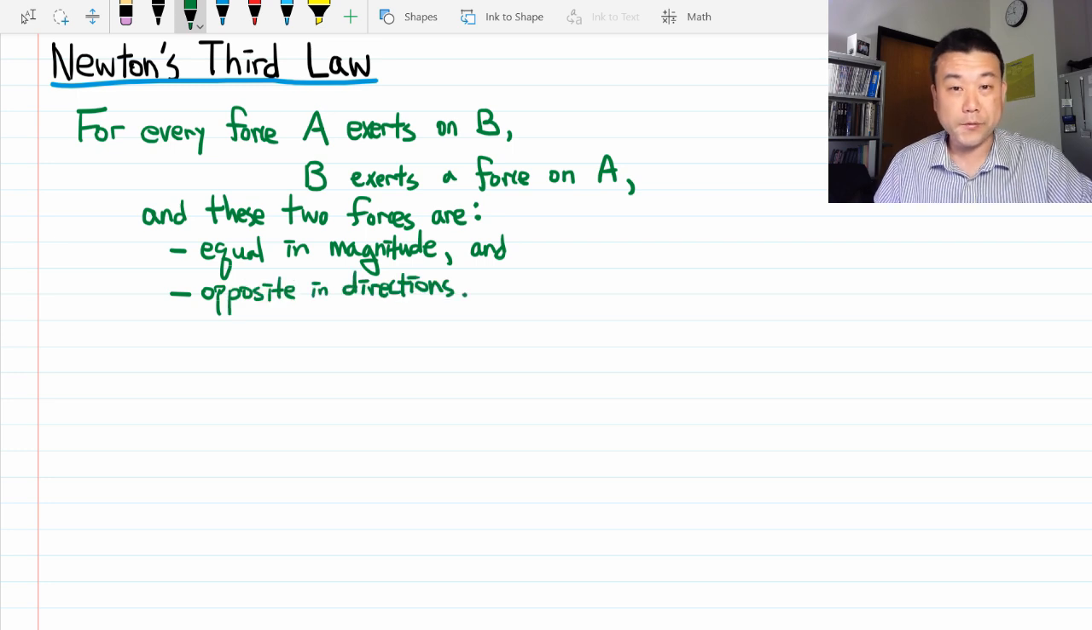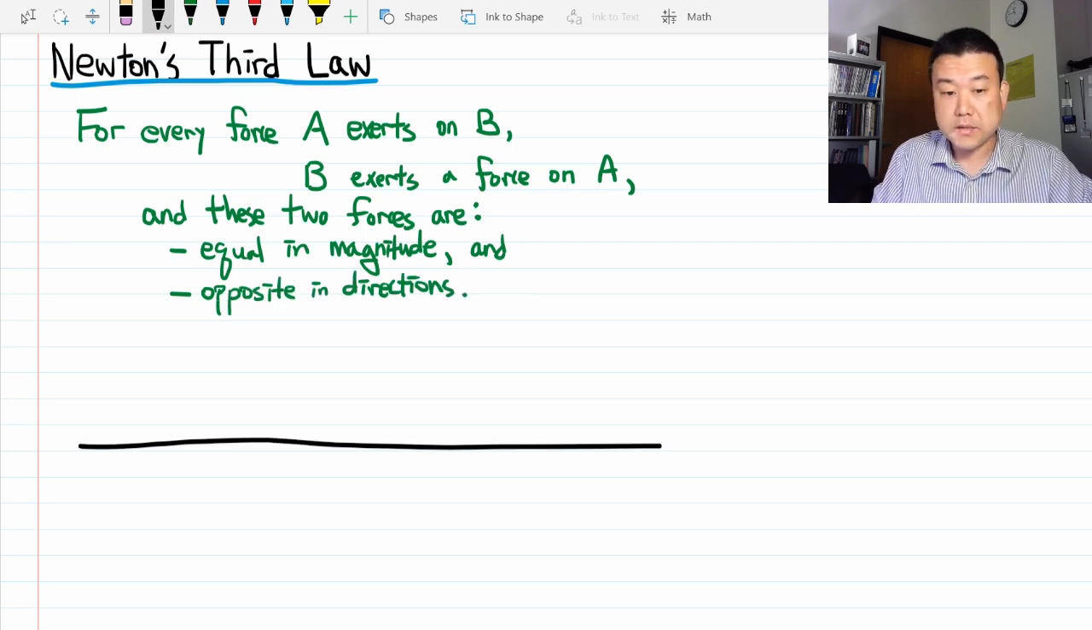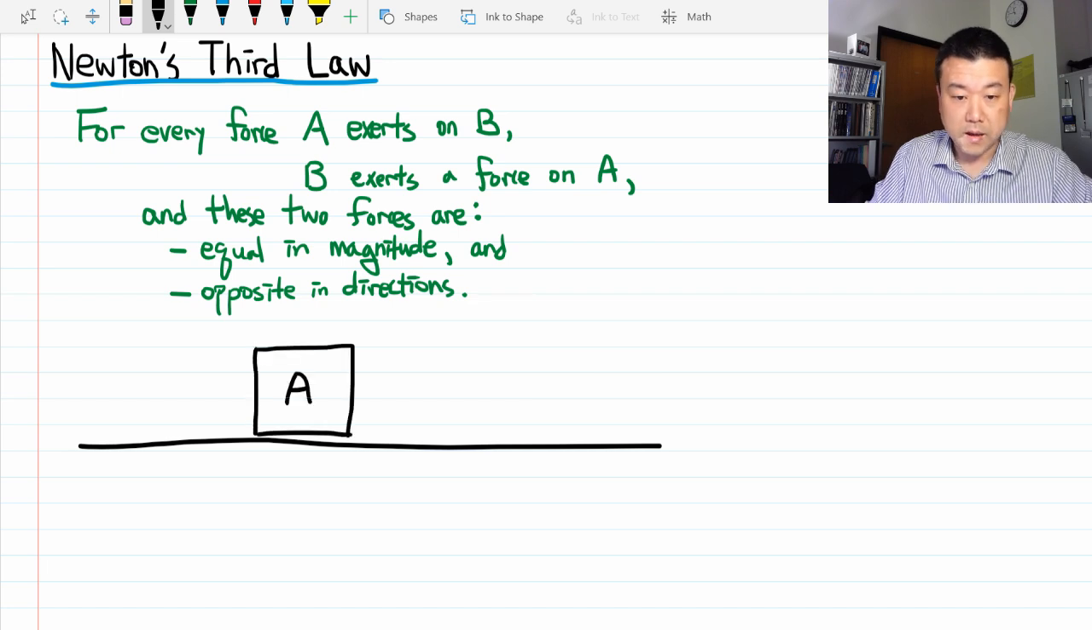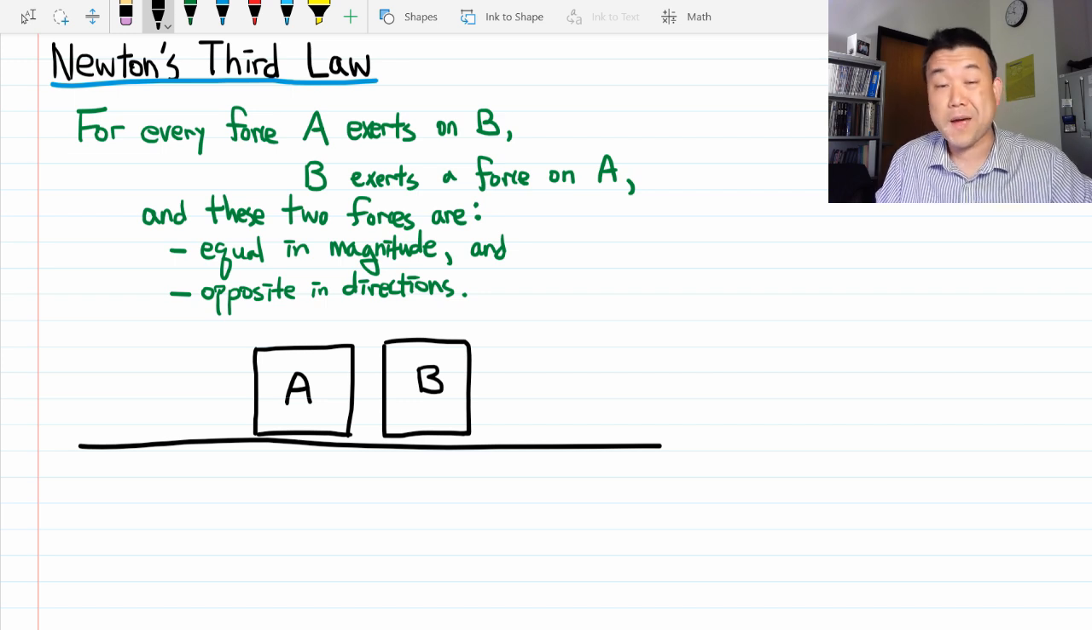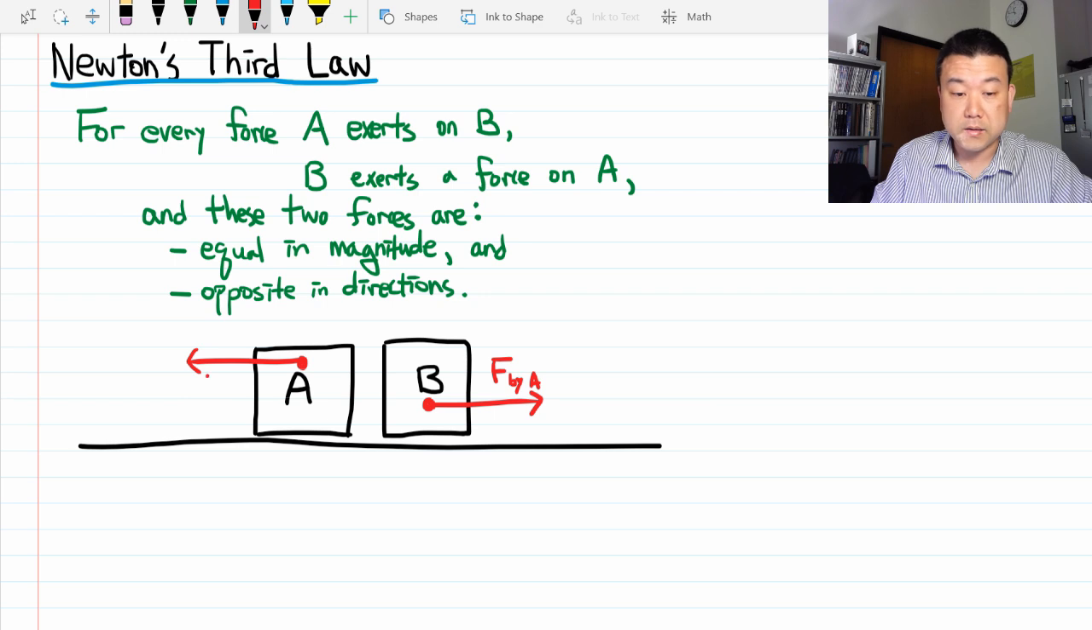It's a bit of a mouthful, so let me draw a diagram. Let's say we have two objects, A and B, and they interact with each other, maybe pushing and pulling, maybe there are magnets on them, who knows. Let's say they're pushing. If there's a force on B by A, what Newton's third law says is there must be a force on A, and this force is by B, and they must be equal in magnitude and opposite in direction. So the very first thing to note about Newton's third law is it involves two bodies interacting.